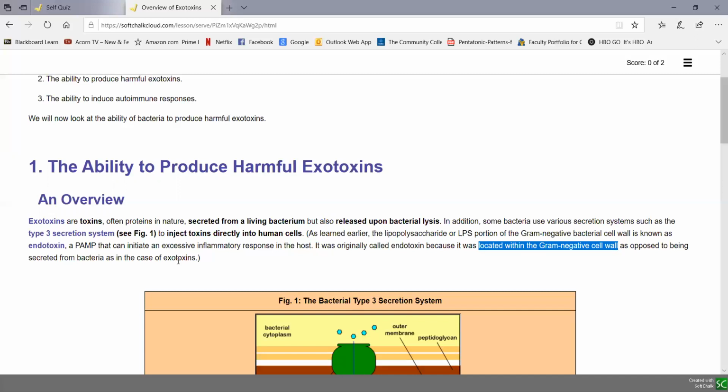So these terms have been around a while, but pretty much all the PAMPs we talked about that stimulate an excessive inflammatory response are endotoxin-like. They're all parts of the bacteria that we recognize as stimulating an inflammatory response.